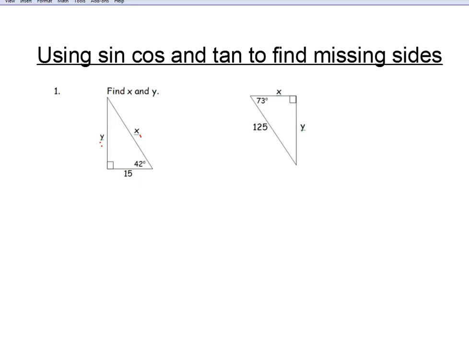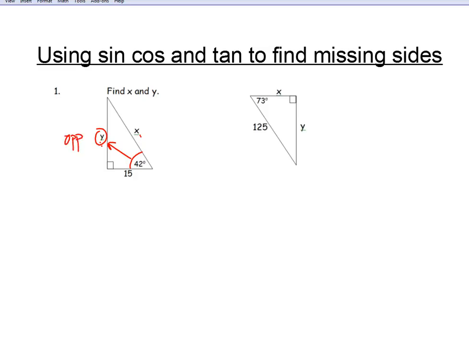Take a look at this. Here's how you do this. Here's the thought process that you got to go through. Let's see here. I'm looking for, say, this side y. I ask myself, what angle am I given? I'm given this 42-degree angle. How does this side y relate to this angle? Isn't this the opposite side?